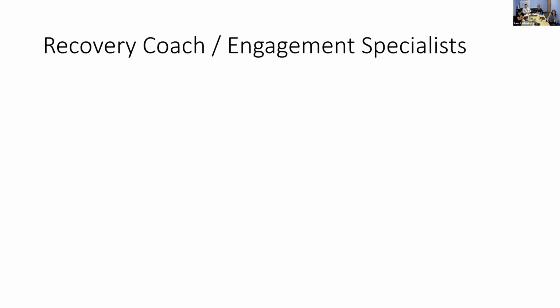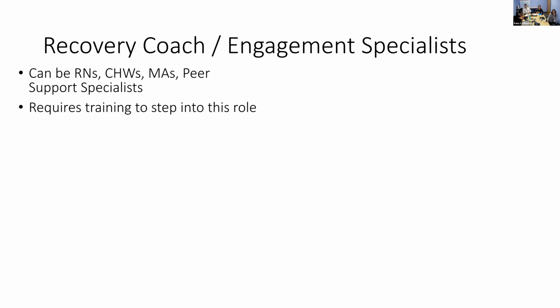Okay, and then the next member is the recovery coach or engagement specialist. These can be nurses, community health workers, medical assistants, peer support specialists. This does require training to step into the role, so the person needs to be prepared for what the role requires and the expectations of the role. And this helps expand services to the patient in order to help them engage more with services they may need.